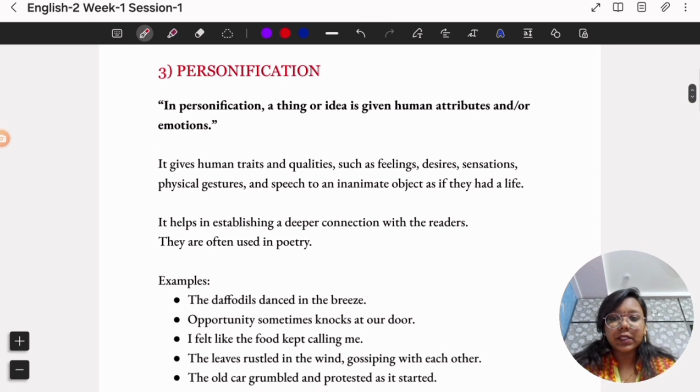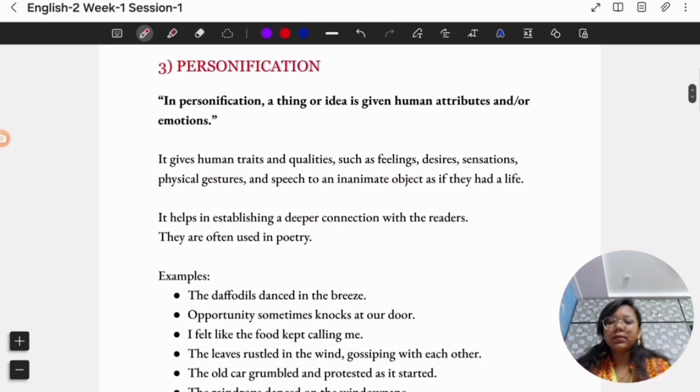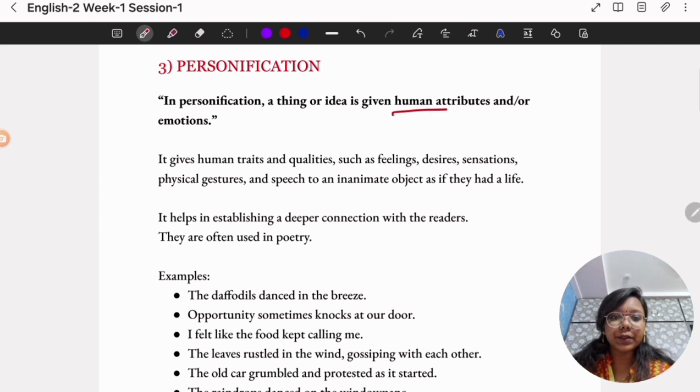So let's go to the next one, which is personification. In personification, a thing or idea is given human attributes and emotions. It gives human traits and qualities such as feelings, desires, sensations, physical gestures, and speech to an inanimate object as if they had life. It helps in establishing a deeper connection with the readers. They are often used in poetry. So, what is personification? It gives human traits, human qualities to inanimate objects.